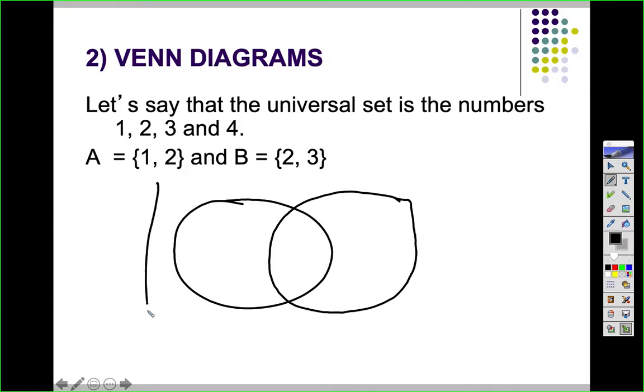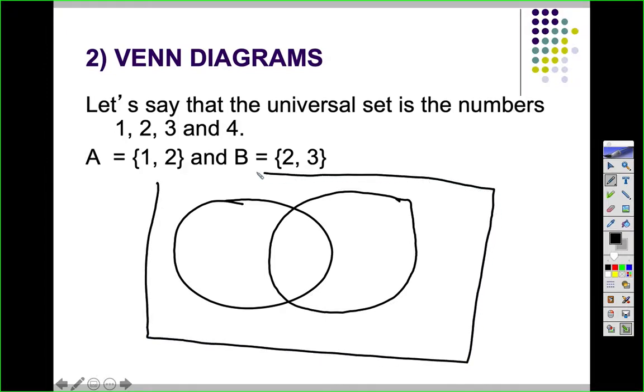The first thing is, most importantly, we're going to add a box, because just like we learned yesterday, there are things that could be outside of A and outside of B, so they have to be somewhere. So we call this the universe. We will also have a set A and a set B, and then we'll have the universe.